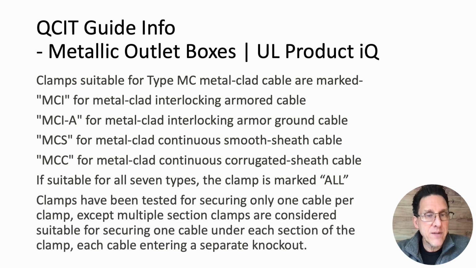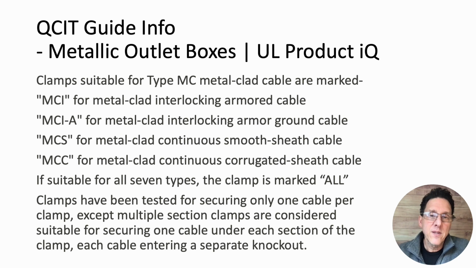And generally speaking, clamps have only been tested for securing 1 cable per clamp, unless there's 2 sections, right? Like the clamps I showed you, it was 2 sections. A clamp on one side of the screw for one cable, and then a cable on the other side of the screw, separate knockouts.